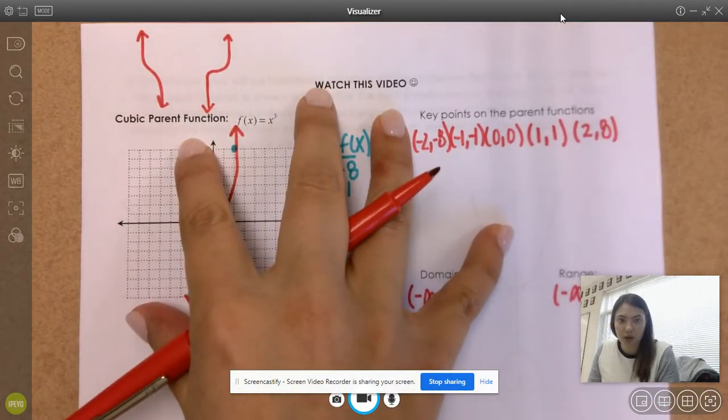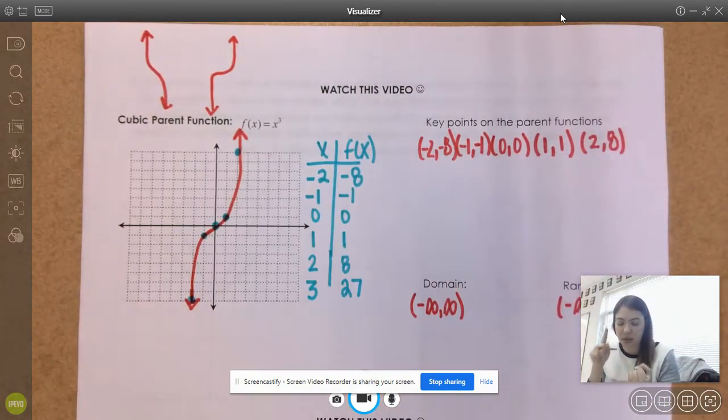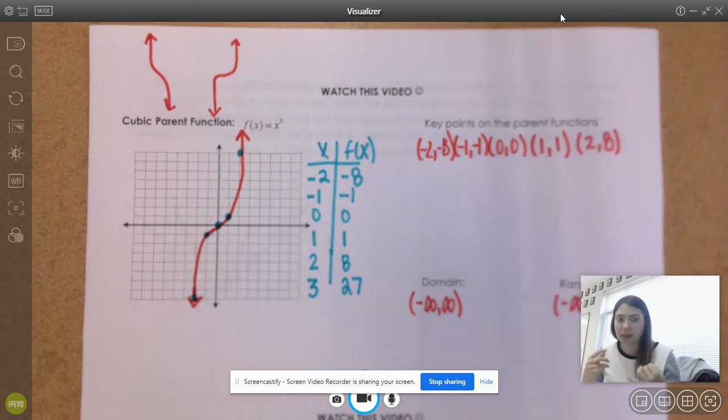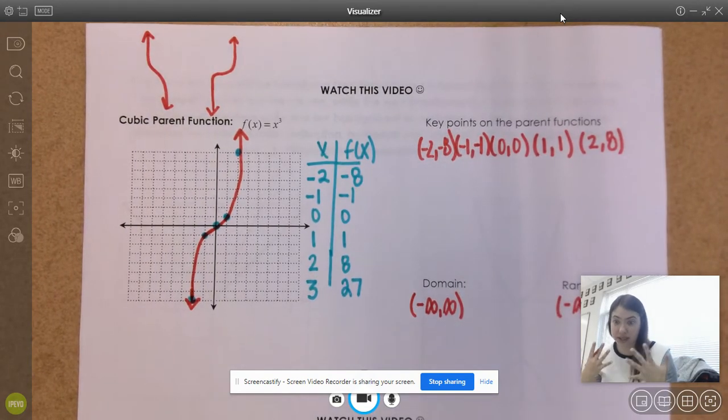So for the cubic parent function, it is important that we understand what the shape looks like. It's this curvy looking graph that just grows and skyrockets either way. We know it crosses through the origin at (0, 0), and we know that it grows really, really quickly.